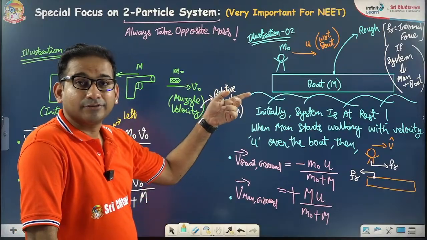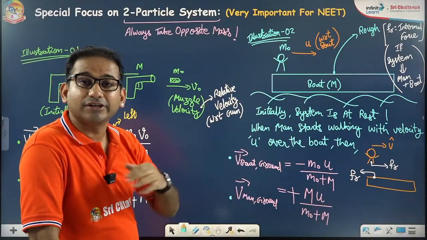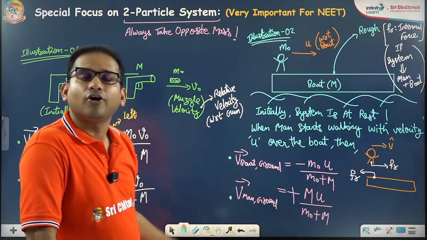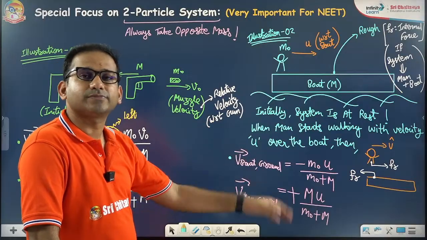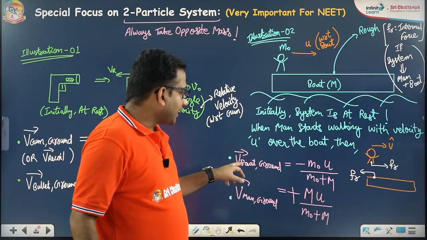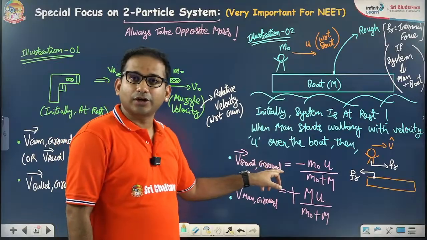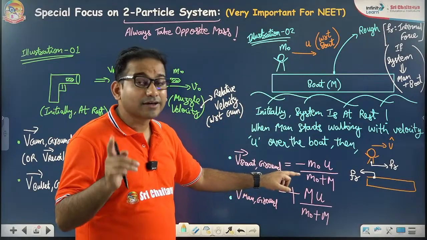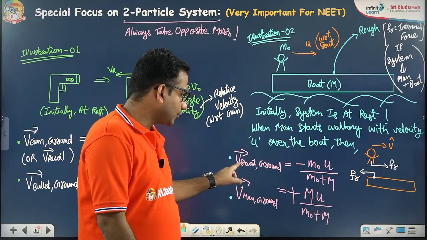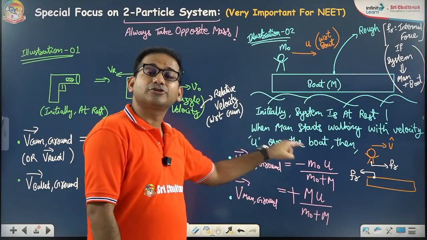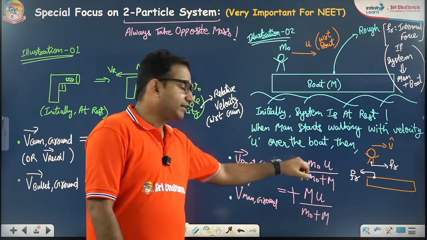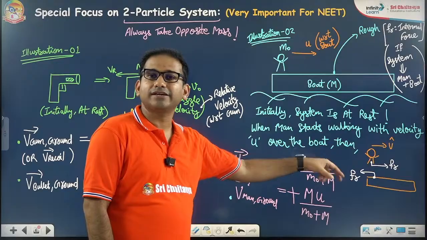Relative velocity is given, two particle system. Examiner might ask you, tell me the recoil velocity of the boat or a plank, or tell me the actual velocity of the man with respect to ground. So if you want to write actual velocity of boat with respect to ground, since the boat will be moving towards left, it should be minus. Always take opposite mass. If you are writing the velocity of the boat, then the mass should be the mass of the man. Minus because of left, always take the opposite mass into relative velocity by total mass of the system.